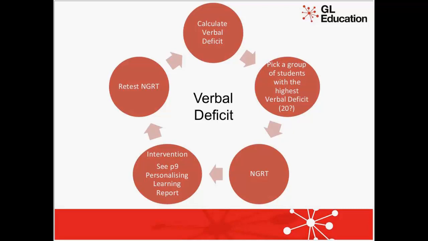What should you do with those children when you identify what they need? Well, most schools will then use a reading test to identify specifically what the issues are. We've got our new group reading test which can be used. Then when you've identified from the new group reading test what the specific interventions are that will help and support them, if you put those interventions into place, you could then retest with NGRT and see what progress has been made.